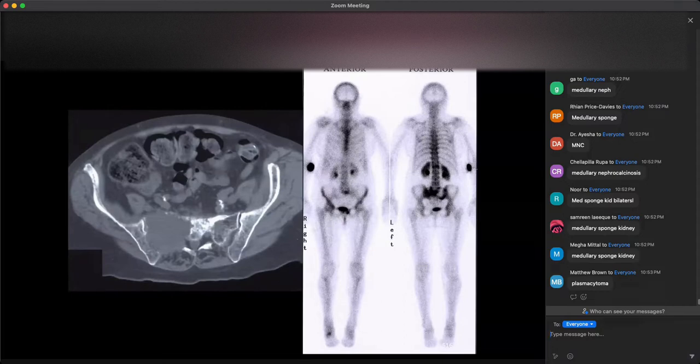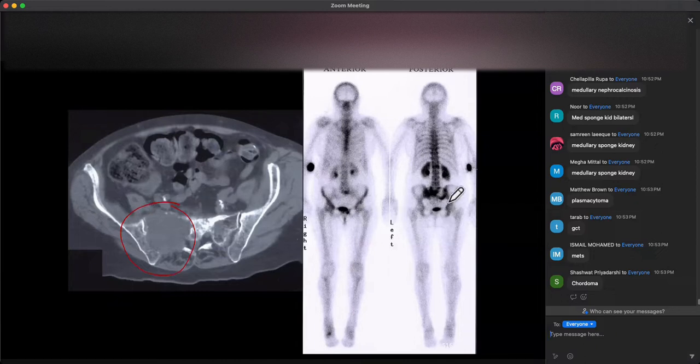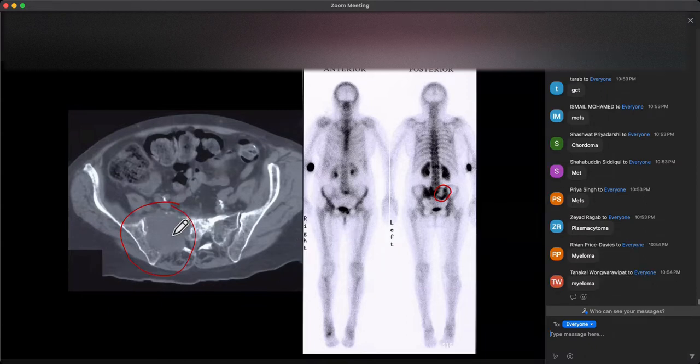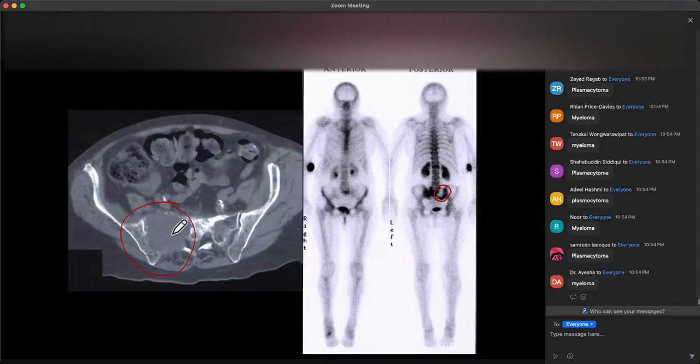What's the exact diagnosis here? Well, this is on the right-hand side, and this is the right-hand side. So it's actually a cold defect. So what's the diagnosis? Plasmacytoma or myeloma, which are effectively the same thing. Plasmacytoma is a solitary myeloma, basically, but it's never solitary. There's always more than one lesion. So this is a myeloma.